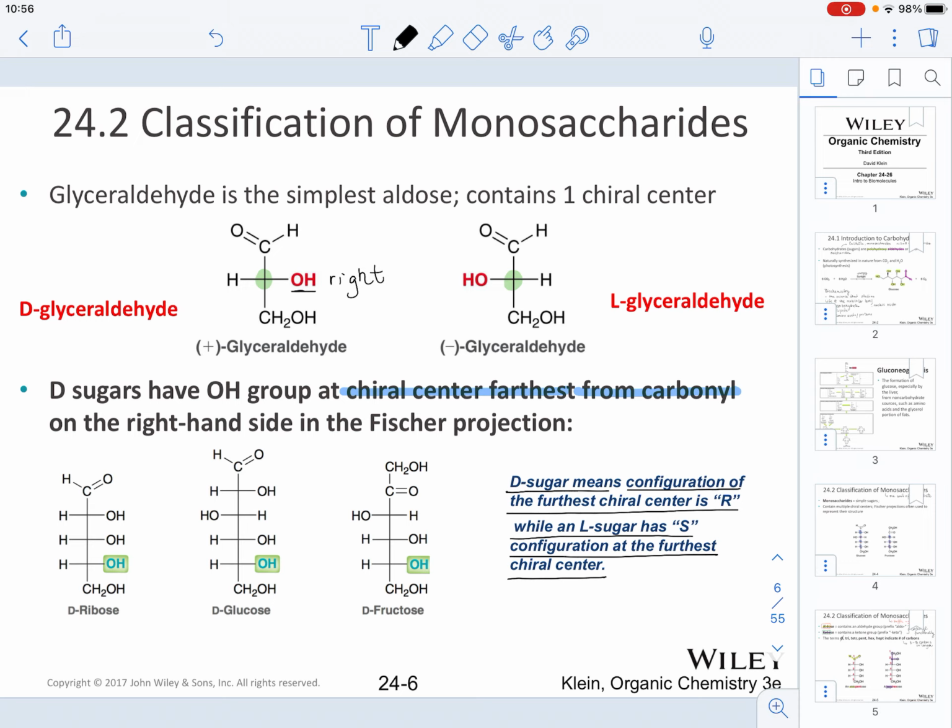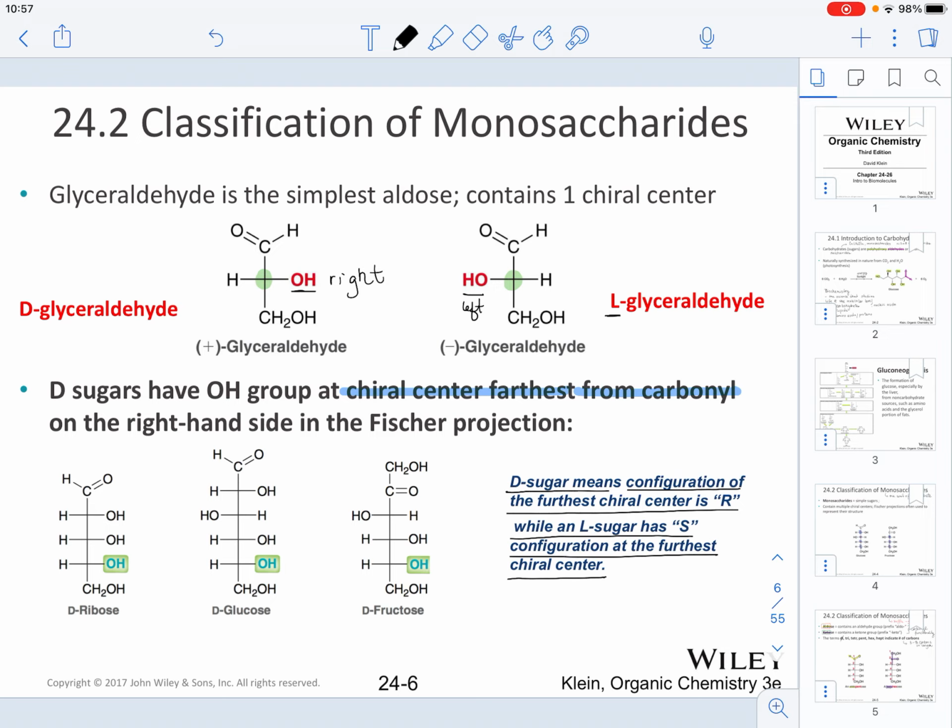As long as you have the aldehyde functionality on the top, the CH2OH at the bottom, and in the middle of your Fischer projection the H and the OH: if the OH is to the right, then that is D-glyceraldehyde. If your OH is to the left, then that is L-glyceraldehyde. So if we look at the different carbohydrates given at the bottom of the slide, D-ribose, D-glucose, and D-fructose, you can see that the OH at the chiral carbon that is the farthest away from the carbonyl functionality is towards the right.